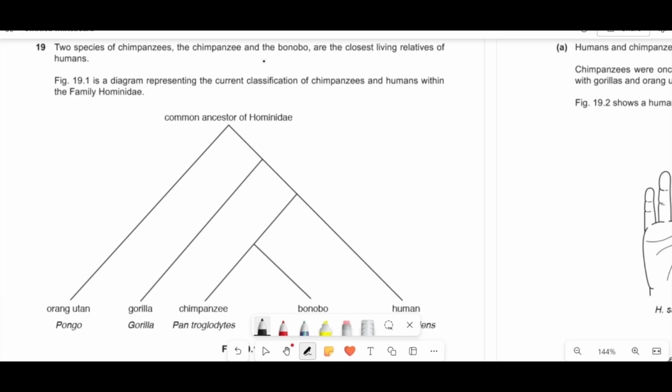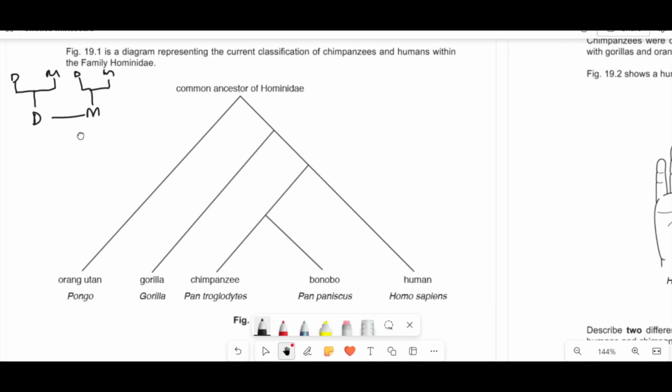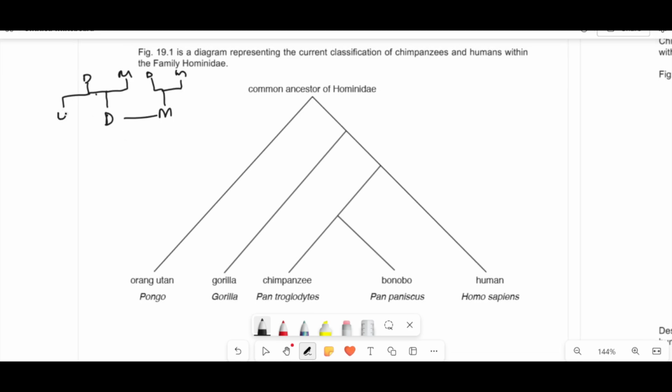So two species of chimpanzee, the chimpanzee and the bonobo, are the closest living relatives of humans. And here's a diagram showing the current classification of chimpanzees and humans within the family Hominidae. So there's all our species, there's a common ancestor, another common ancestor, and another common ancestor. The way I like to think of it is here's your father, and then there's your father's granddad, your granddad, and their mother, and then your dad, your mom, and their dad and their mom. Your dad might have an uncle as well. I'm hoping I haven't drawn some really weird family tree, and then an aunt here, and then there's you, right?